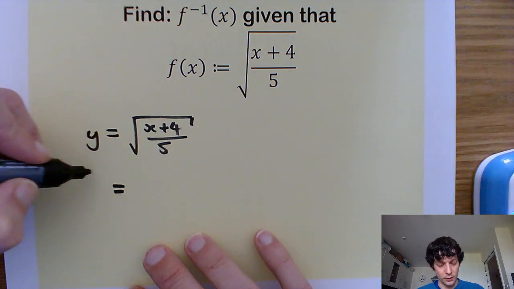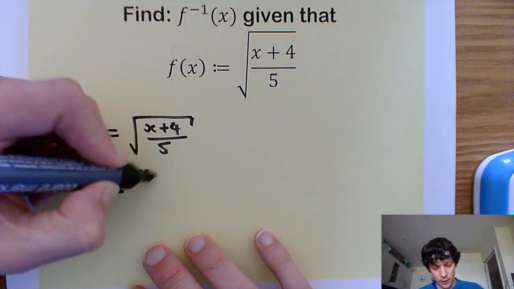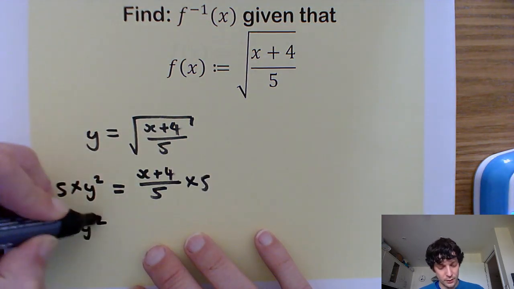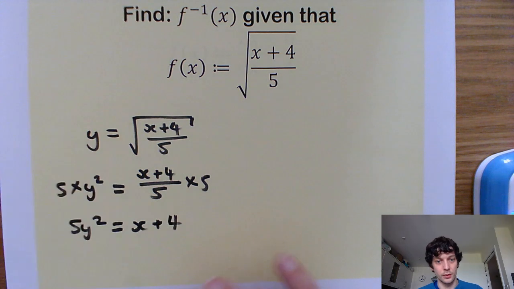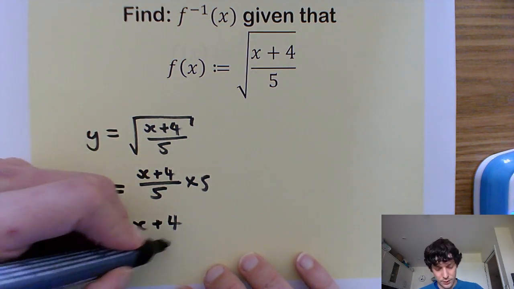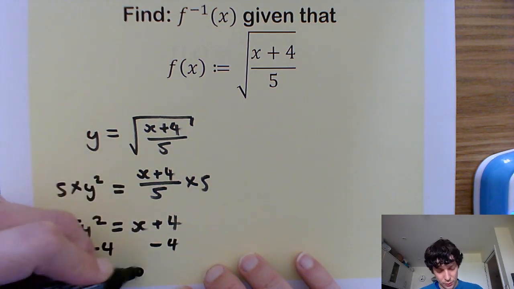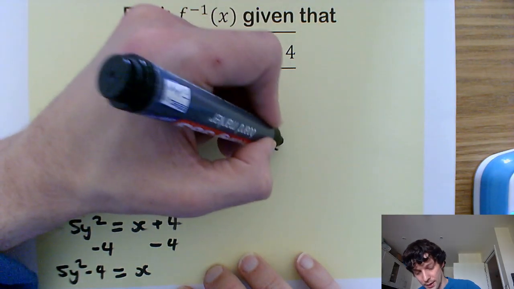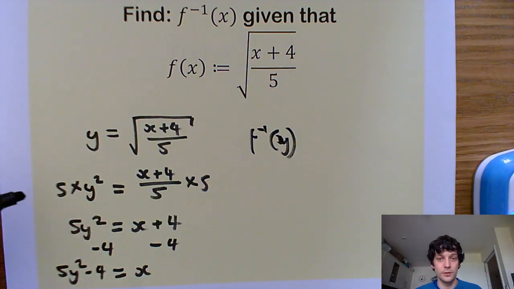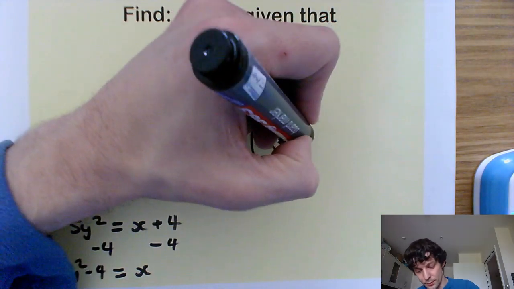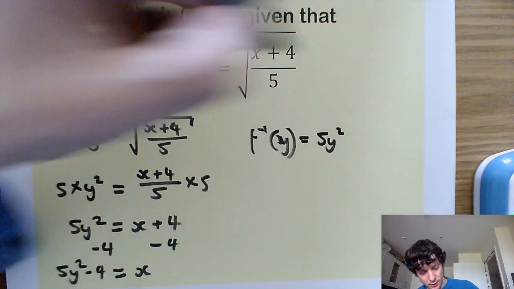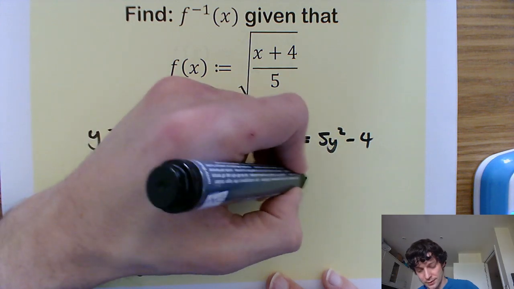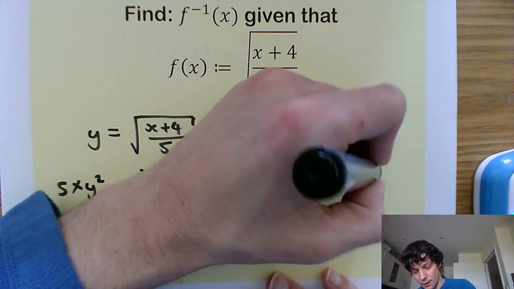Well, get rid of that square root by squaring both sides. So y squared is (x plus 4) over 5. So multiply both sides by 5. So 5y squared is x plus 4. Okay, let's take away 4 from both sides. So we get x is 5y squared minus 4. So how do I, as a function of y, in terms of y, go backwards, do the opposite steps? I do 5y squared minus 4. So f inverse of x is 5x squared minus 4.